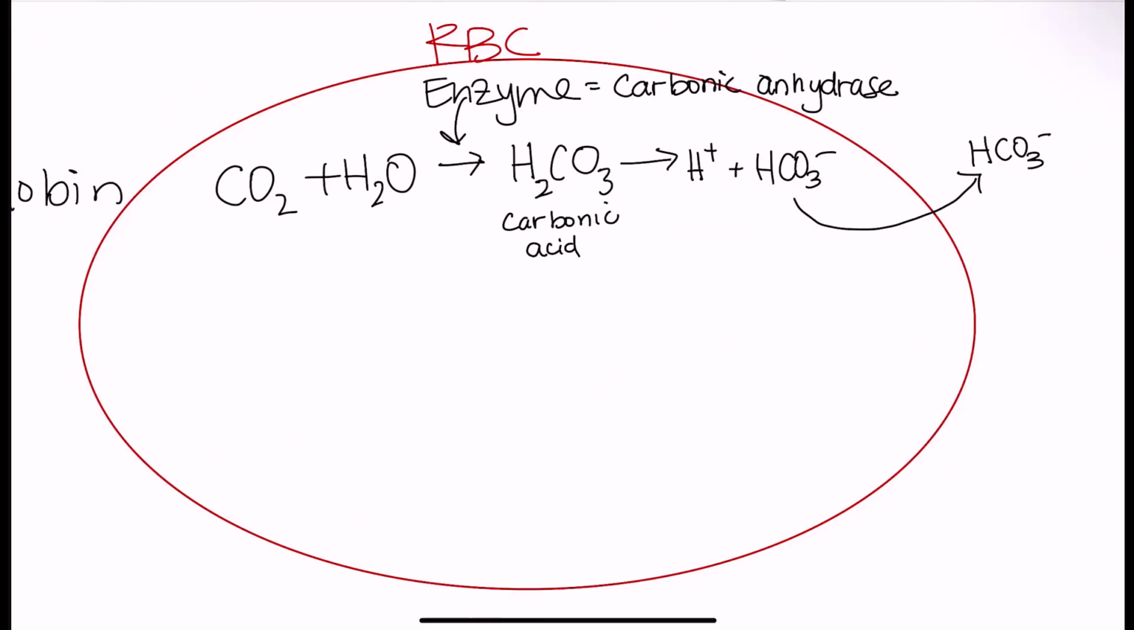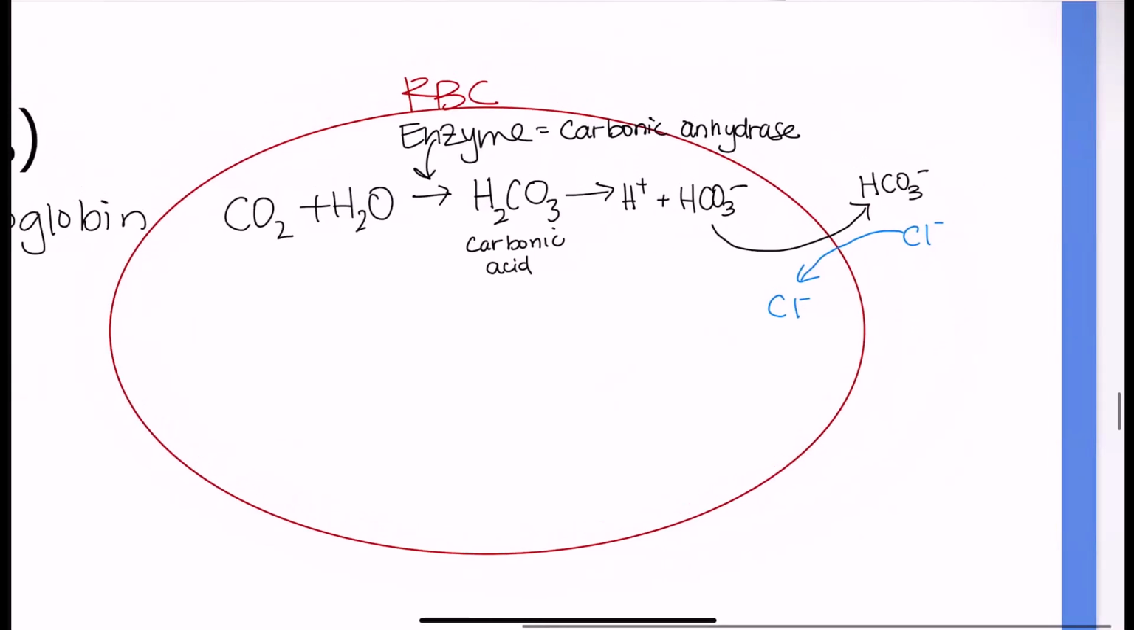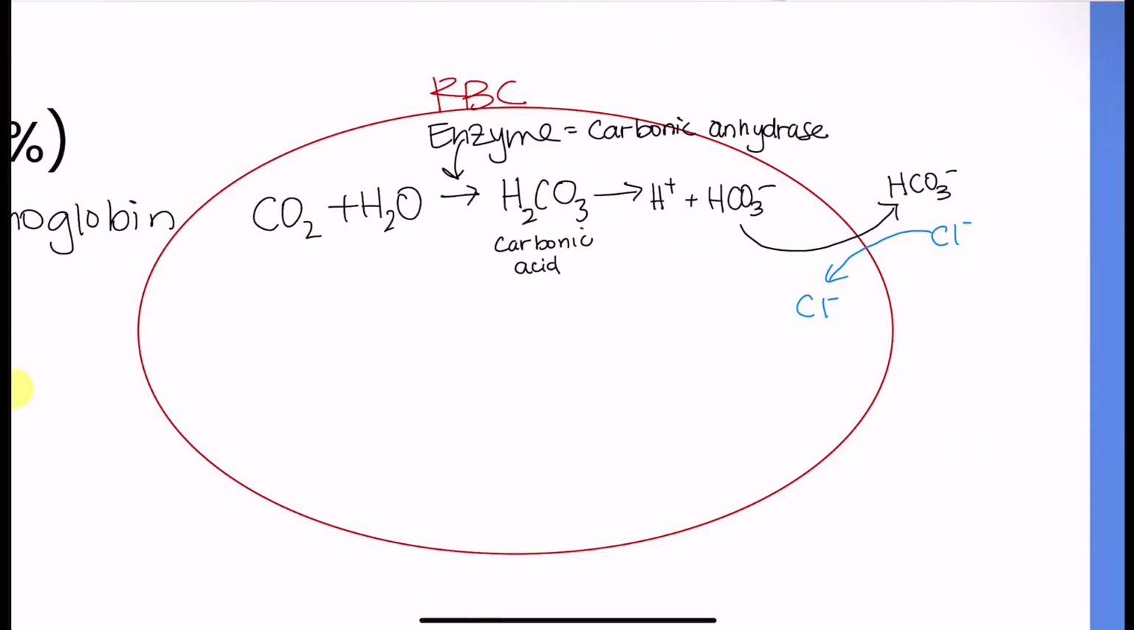That bicarb moves into the plasma, but notice that by moving that bicarb to the plasma, we've lost a negative ion in that red blood cell. So to make up for that negative ion that we just lost, a chloride ion will enter the red blood cell. You see how we lost a negative ion, but we gained a negative ion. That is called a chloride shift, which is done to keep the charge of the red blood cell the same.